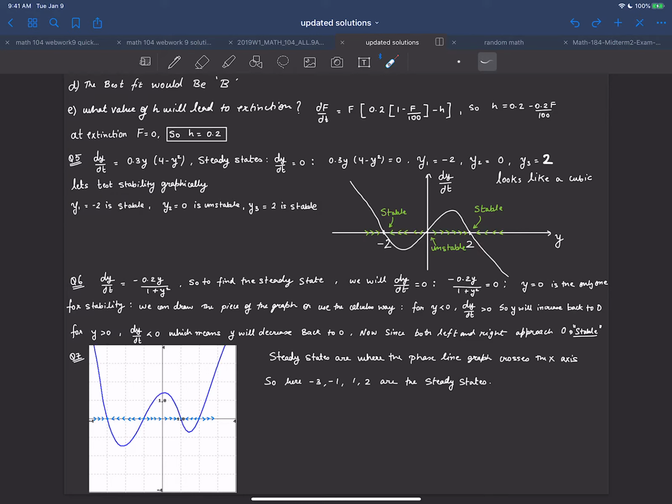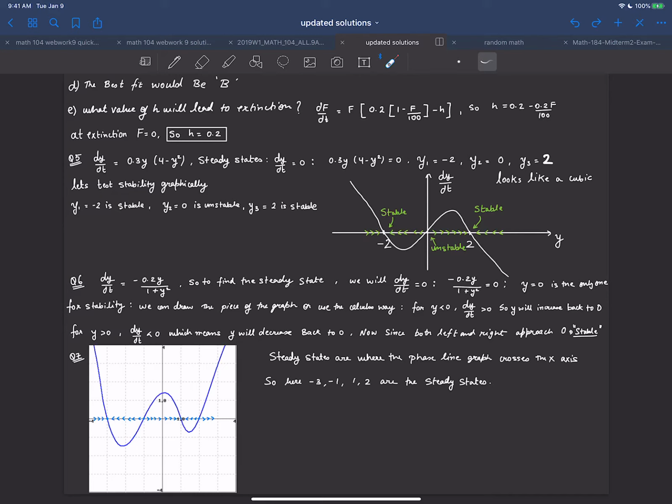and comment on their stability. So once you find the steady states, all you've got to do is set it equal to 0 and solve for the y values. In this case, you're going to get 3 y values. I wrote them in increasing order like this. There's -2 coming from this factor, +2 also coming from that factor, and 0 coming from this factor.